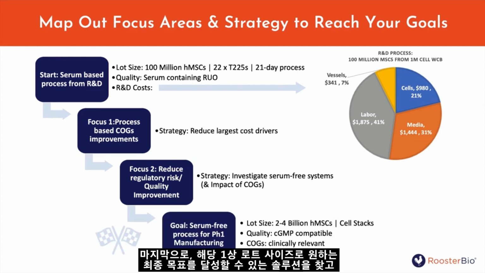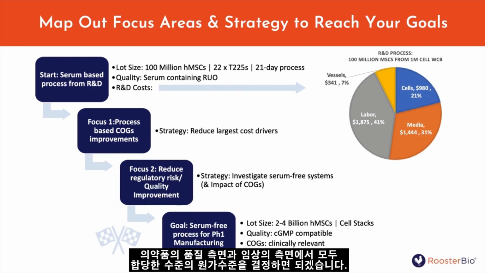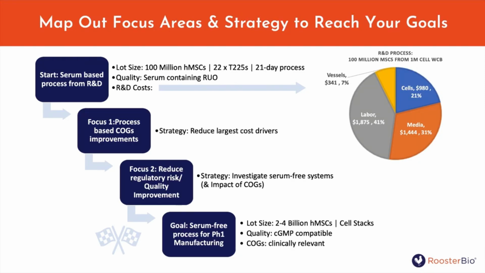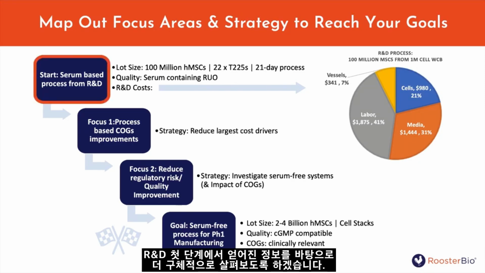Hopefully we can find a solution that ultimately fits our end goal needs, with lot sizes applicable to phase 1 trials, as well as having the quality and clinically relevant cost of goods. For our initial process diagram, we'll use the inputs and insights gained during this R&D phase.